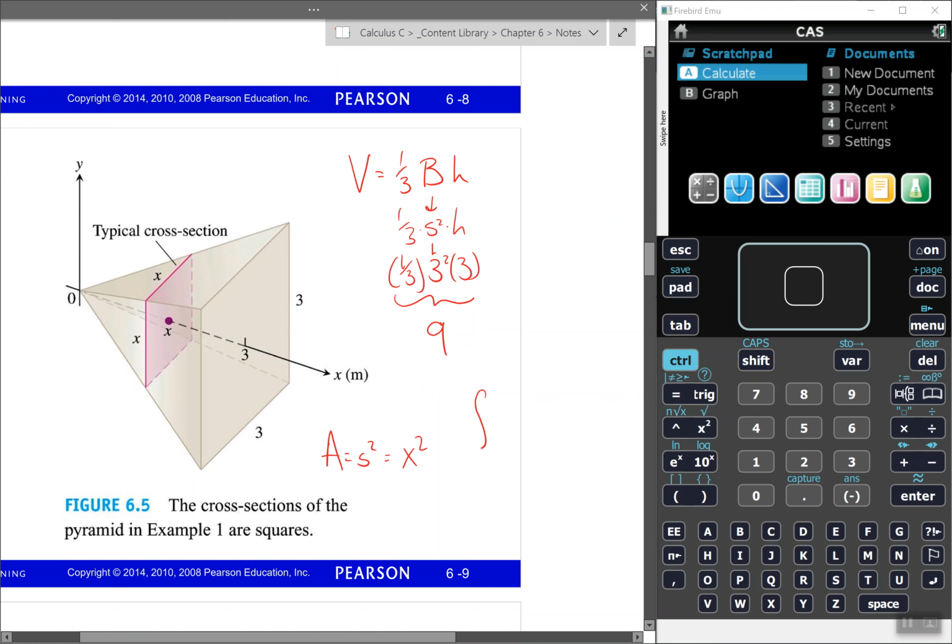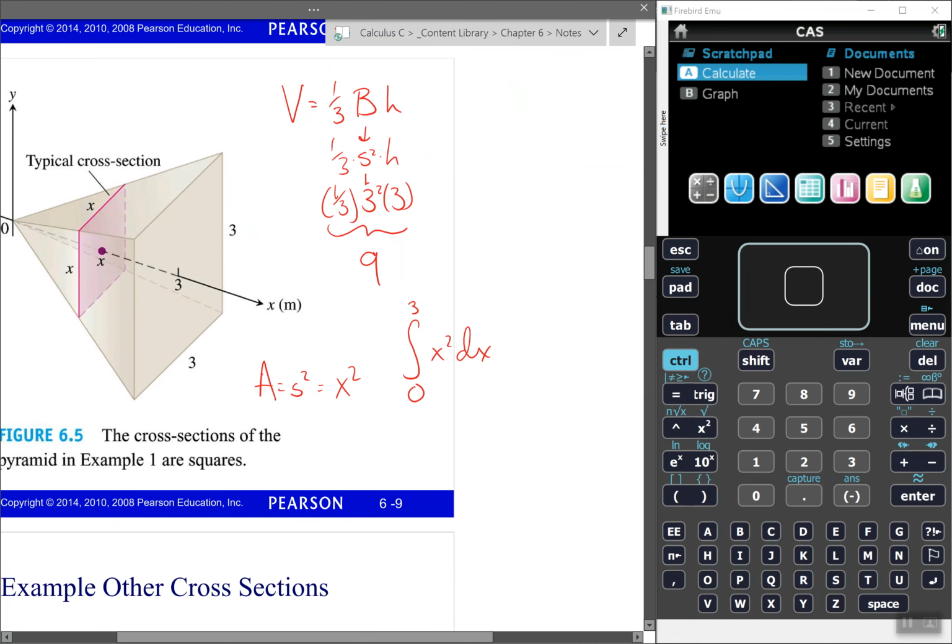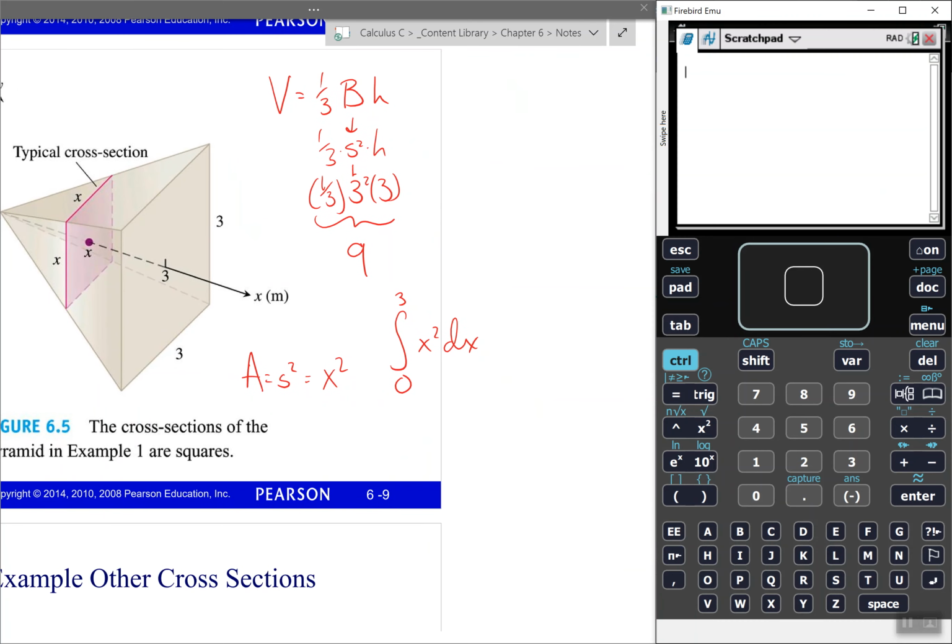We're going to integrate the typical cross section, x squared dx, and then we're going to take our limits from the x-axis. The x-axis, they start us here at 0, so that's our lower limit, and we end here at 3, so that's our upper limit. Could you do this integral by hand? Absolutely. Should you be able to? Yeah, undoubtedly. Are we going to? No. We're going to use a calculator here and let it do the work.